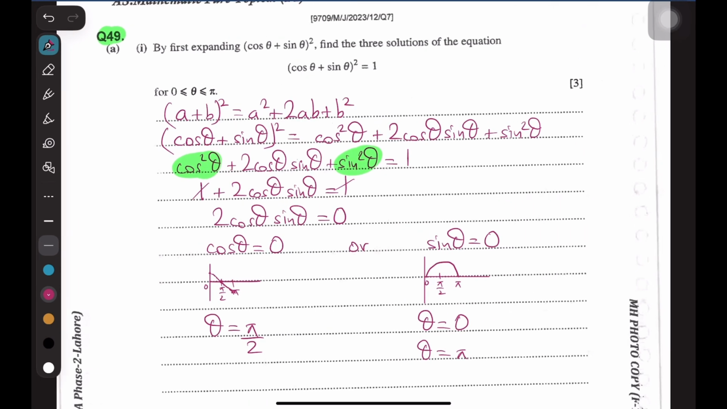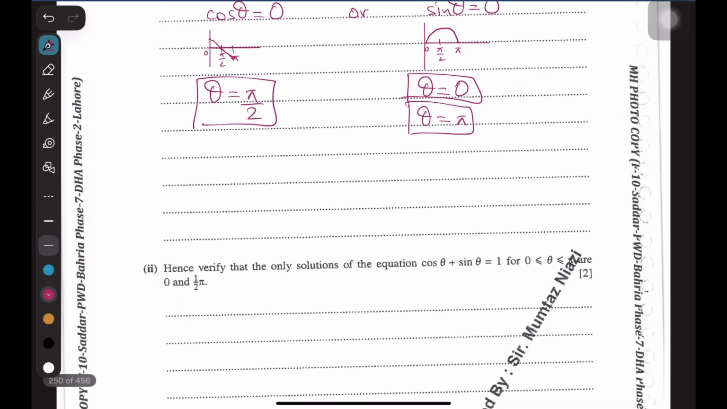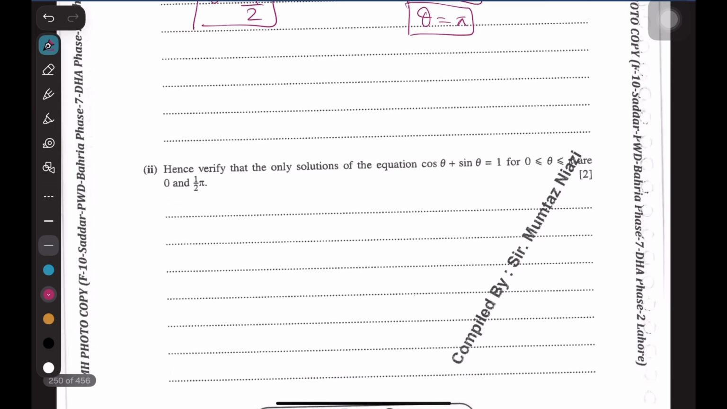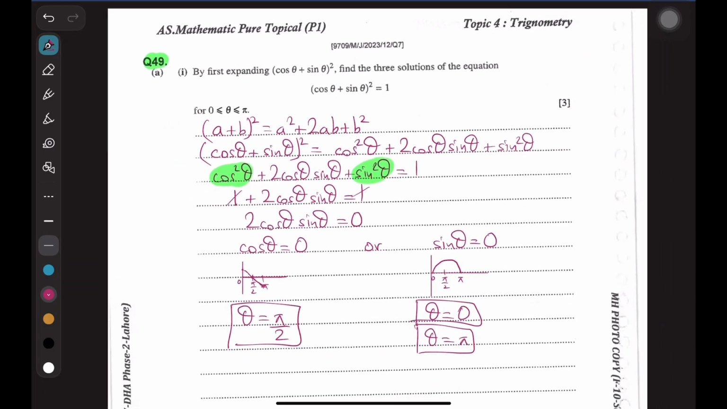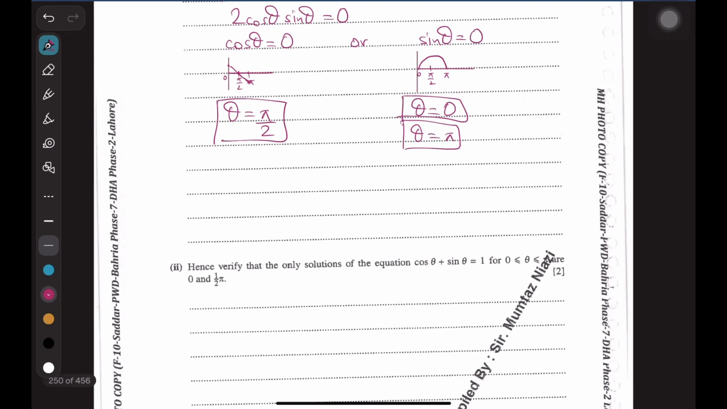So they had asked us to find the three solutions. We found the three solutions, which are theta equals pi by 2, theta equals 0, and theta equals pi. Hence verify that the only solutions of the equation cos theta plus sin theta equals 1 for 0 till pi are 0 and half pi. Okay, so let's verify the only solution of the equation.